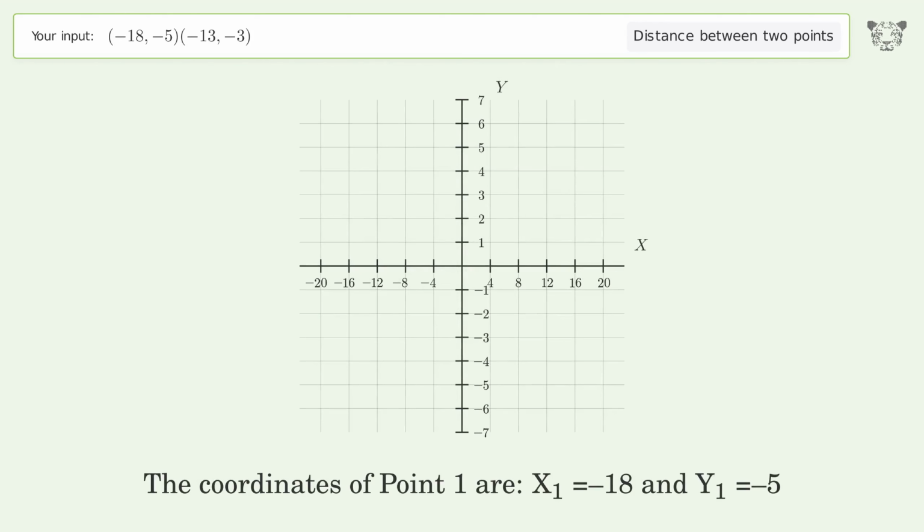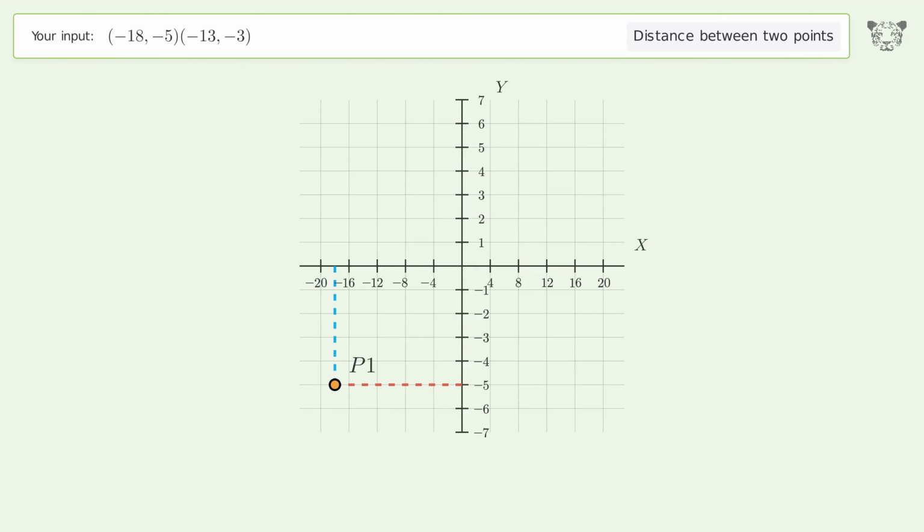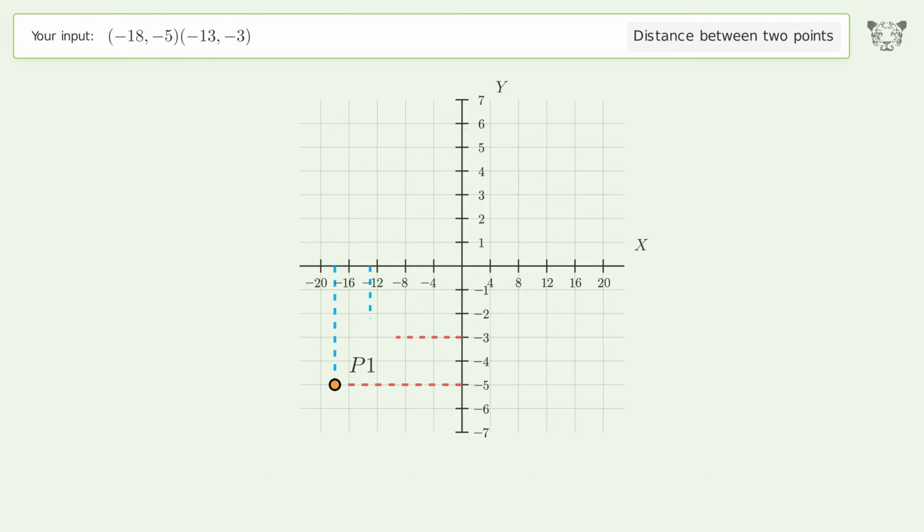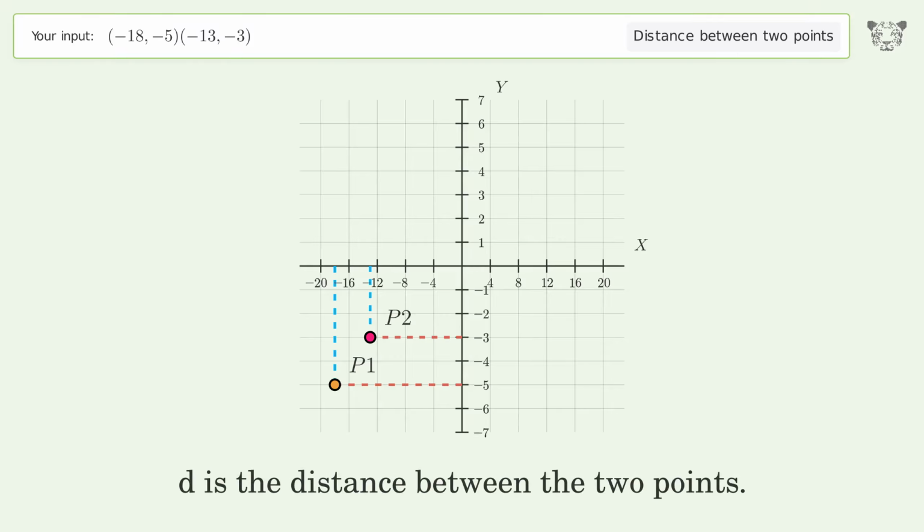The coordinates of point 1 are x1 equals -18 and y1 equals -5. The coordinates of point 2 are x2 equals -13 and y2 equals -3. D is the distance between the 2 points.